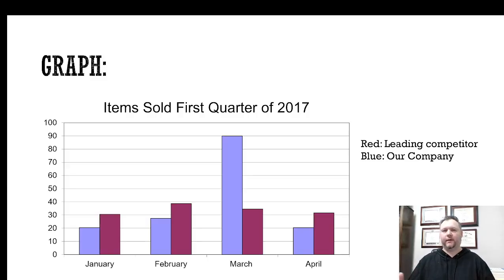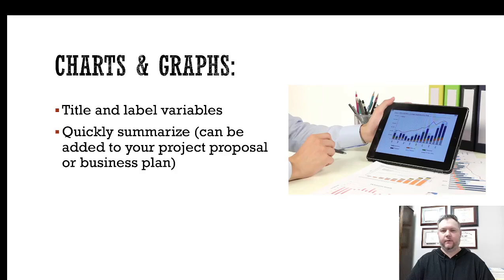When you use charts and graphs, think of pie graphs and things like that. It's so much easier to understand things when you see them visually like this. So it's always good if you can incorporate these. It's easier than just putting the raw numbers up there. Again, make sure you title and label variables, and also quickly summarize these. These need to be things that within 20, 30 seconds you can quickly run through. They can't be super complicated.